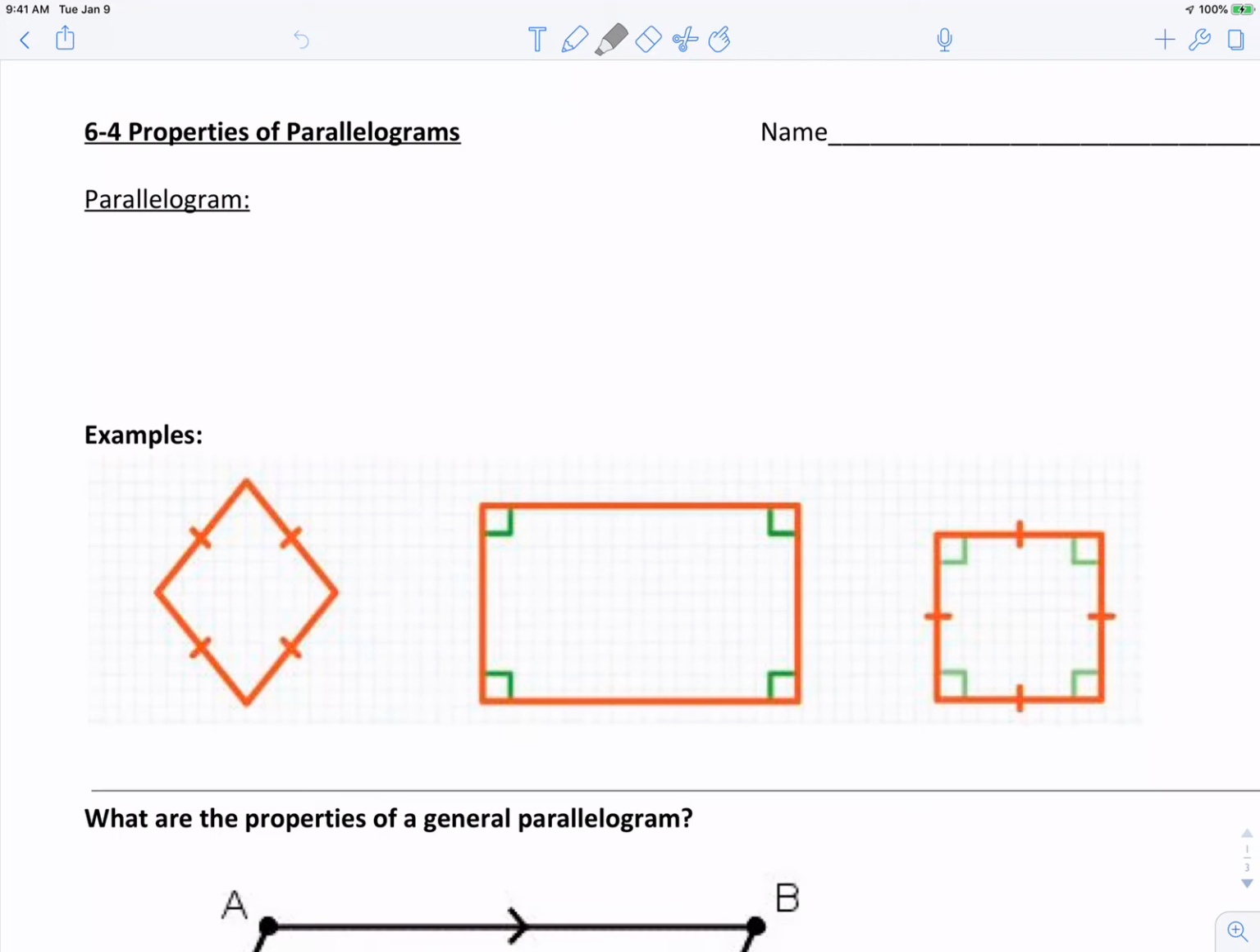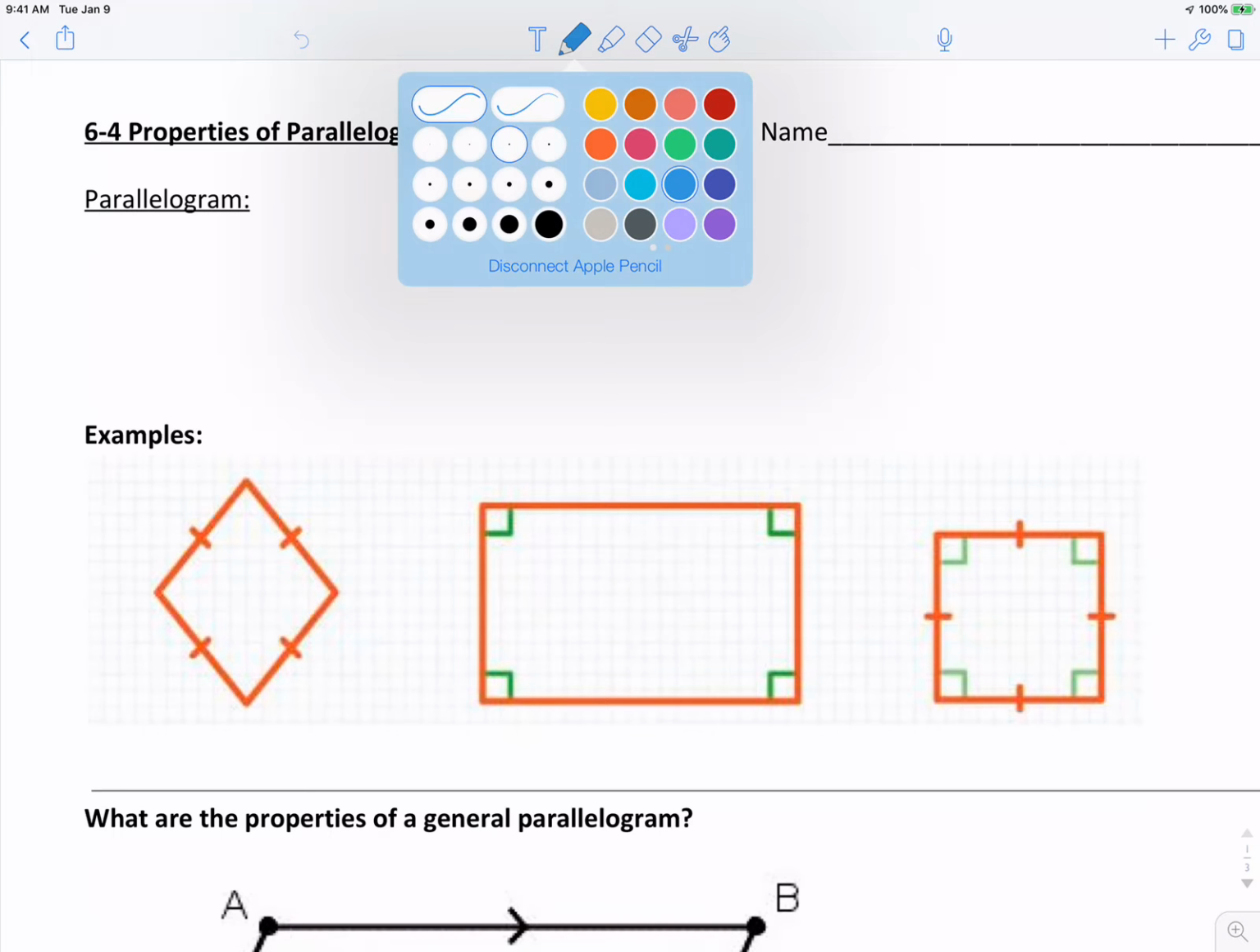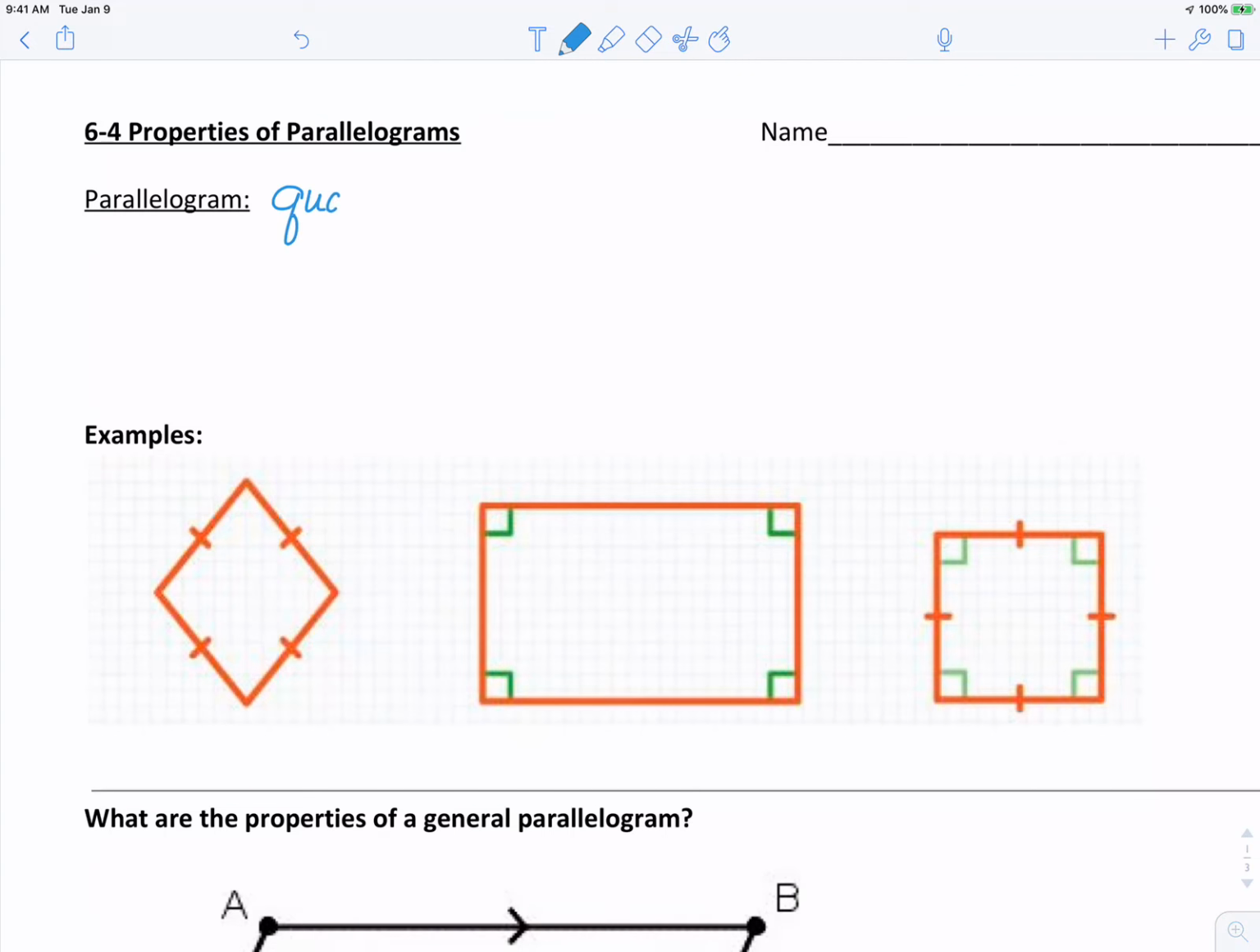Okay, we're going to look at section 6.4, which is about the properties of parallelograms now. So a parallelogram is, by definition, a quadrilateral, which is a four-sided polygon with parallel opposite sides. And hence, that's how it gets its name, right?